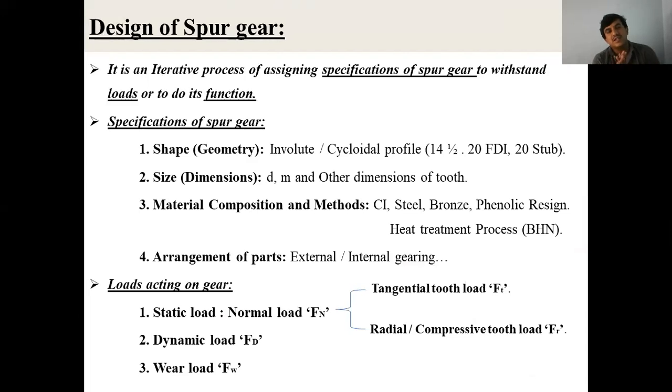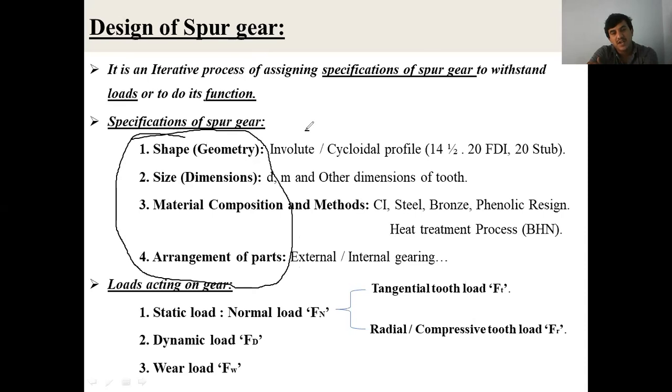Next, we discuss the design of spur gear. As you know, spur gear is one of the mechanical elements. Design is an iterative process of assigning the specification of the spur gear to withstand the load and do its function. The function is to transmit both motion and power from one shaft to another shaft with the help of the spur gear. Now, what are the specifications of a spur gear? There are four important things. One is the shape, second is size, third is metal composition and methods, and fourth is arrangement of parts.